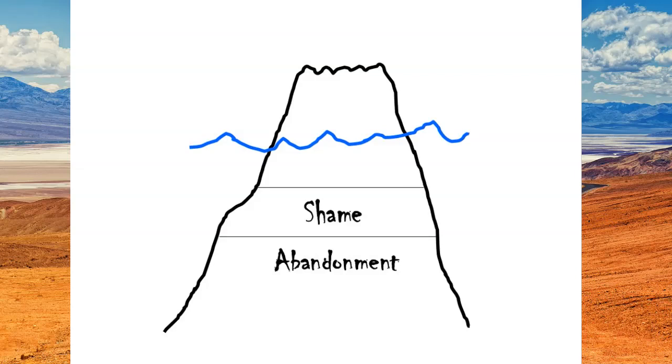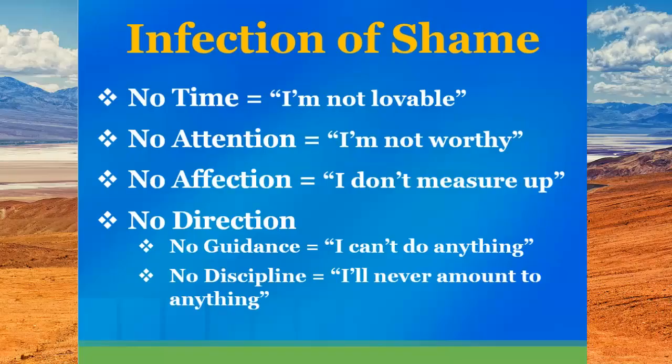Unfortunately, when present, the emotional infection of toxic shame develops a voice that we later call the inner critic, and it gives them the answers to those questions. For example, a child that does not get enough quality time with one or more parents develops a sense of not being lovable. One that gets little attention, I'm not worthy. One that gets little affection, I don't measure up.